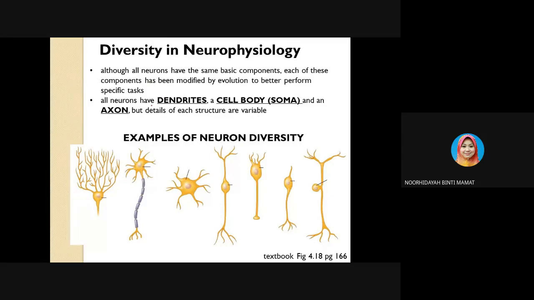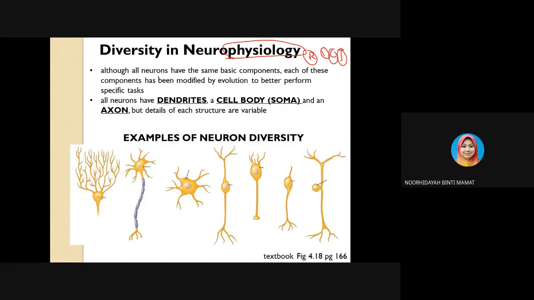So just now we were talking about the diversity in signaling. Now we move to the second subtopic, which is the diversity in neurophysiology, the physiology of the neuron. Although all the neurons have the same basic components, we have four basic components, if you remember, the R, I, C, T. We have the reception phase, the integration phase, the conduction phase, and the transmission phase.